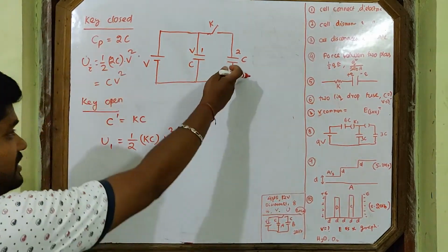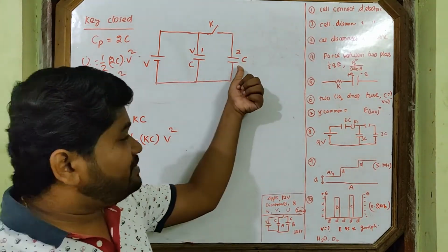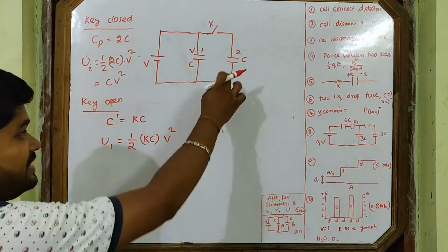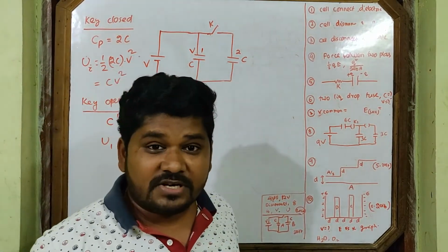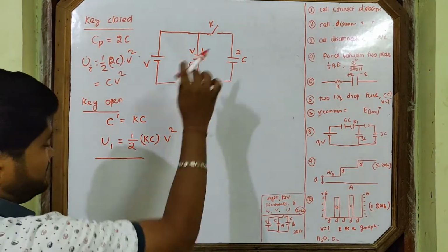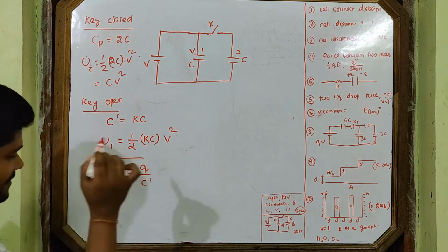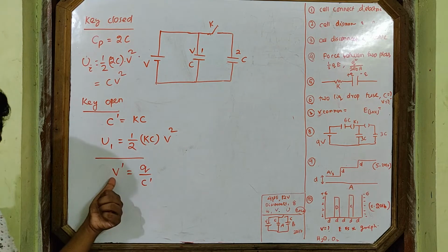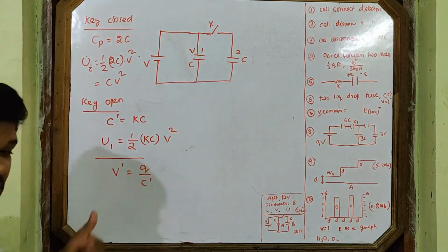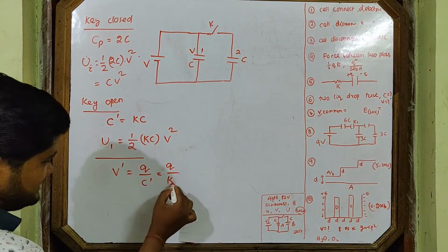Here also we write the formula, but the problem is that here capacitance is KC, but potential is not V. What about the potential? Here the charge is constant. What is constant here? Charge. What about the potential in the second capacitor? Now discuss the second one. V is equal to Q by C. I told you the potential changes because the cell is not connected, but the charge remains constant.